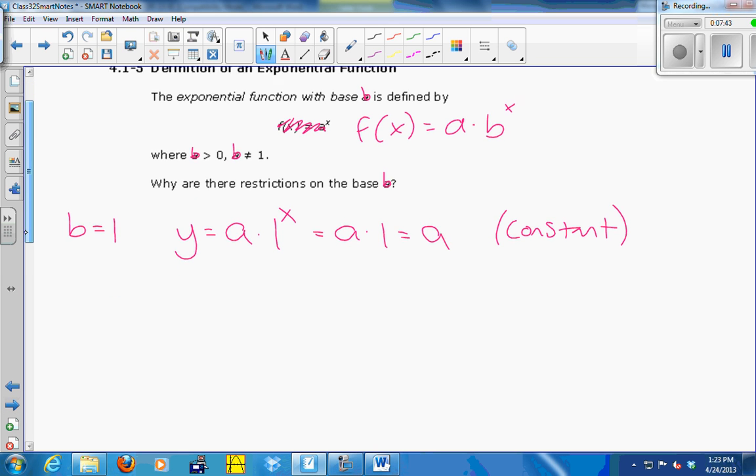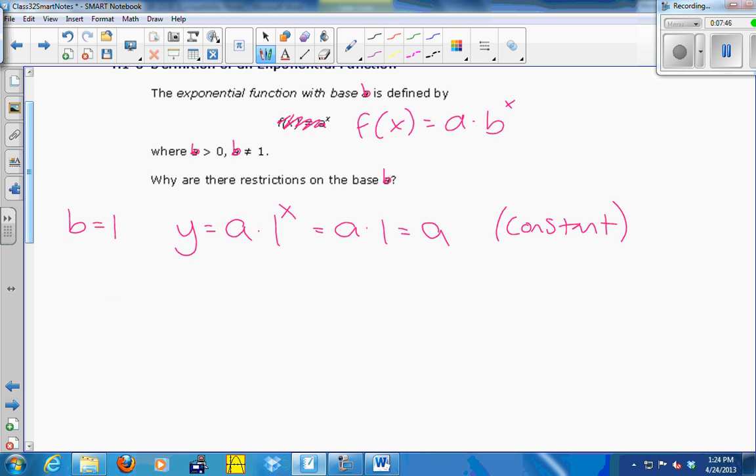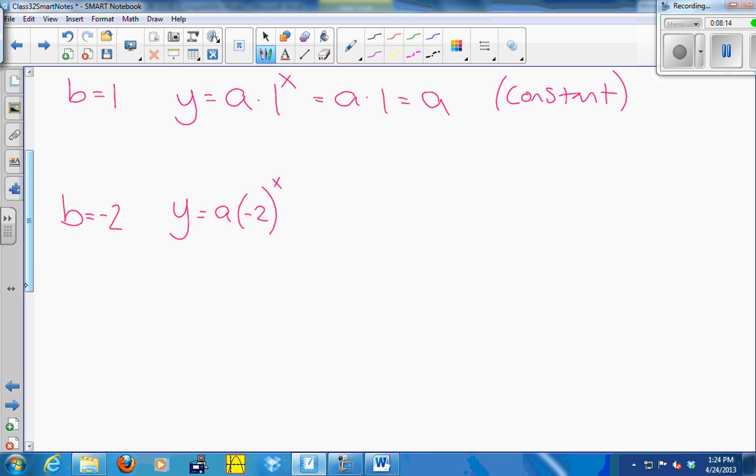Now, what would happen if b were negative? So maybe I'll just pick a value for b that's negative, like negative 2. I would have y equals a times negative 2 to the x. It's going to turn positive sometimes, right? When's it going to be positive? When the exponent's even. And when the exponent's odd, it's going to be negative. So I'm going to get a graph that ends up looking like that, which is not the exponential growth that we're looking for. We're looking for just a straight growth.